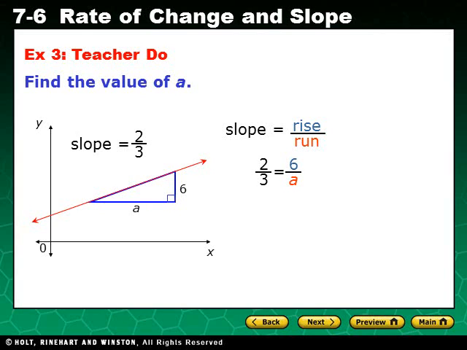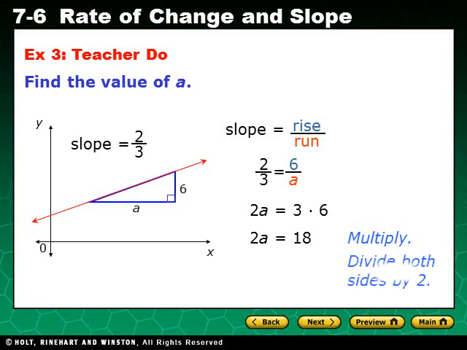The rise we see is 6, and the run is the horizontal, so that would be A. So 2/3 equals 6/A. Now we've got our good old-fashioned 6th grade proportion. So let's cross multiply: A times 2, and we get 2A, and 6 times 3, which is 18. If 2A equals 18, we divide by 2, and we get A equals 9. So if the rise is 6, the run is going to be 9.